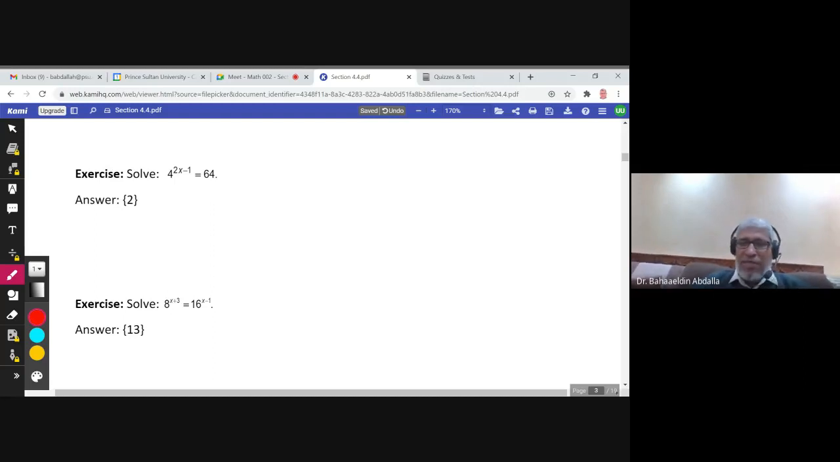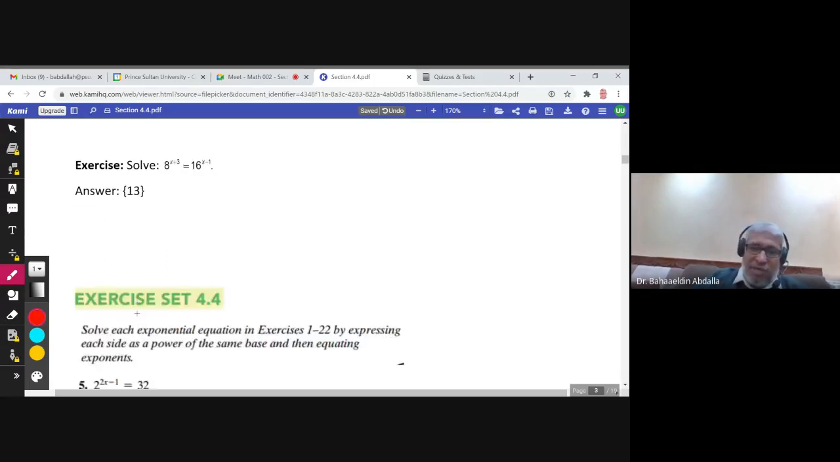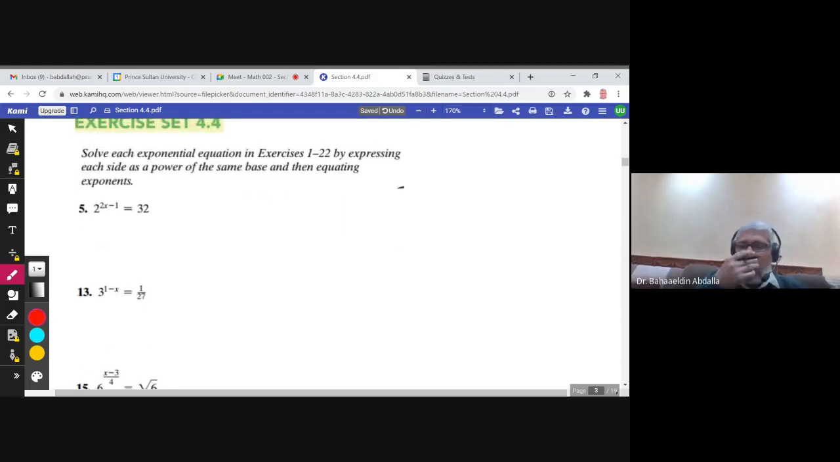Another, please try this by yourself, okay? You can write 64 as 4 to some power. You can write both to the base 2, make the same base 2, and check that you get the same answer. Some more questions from the book. These are the examples required from us. Write 32 in terms of 2 and solve the question.